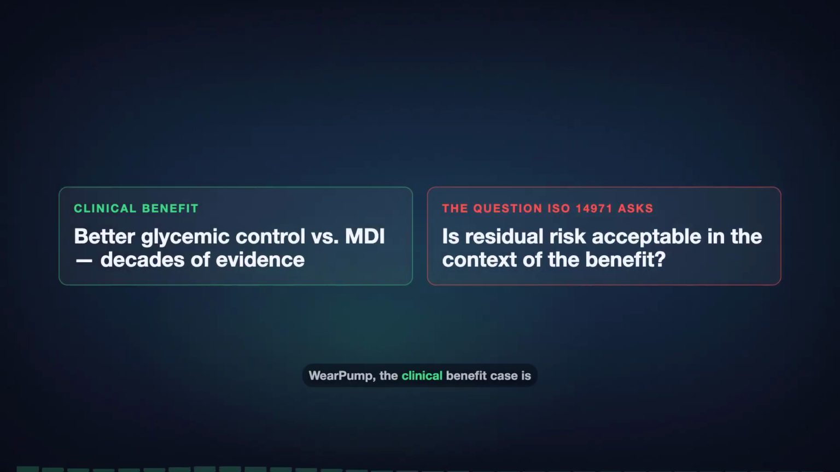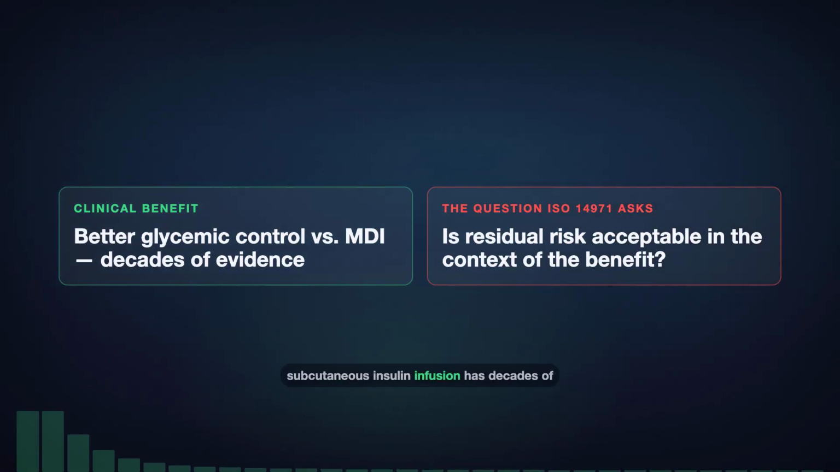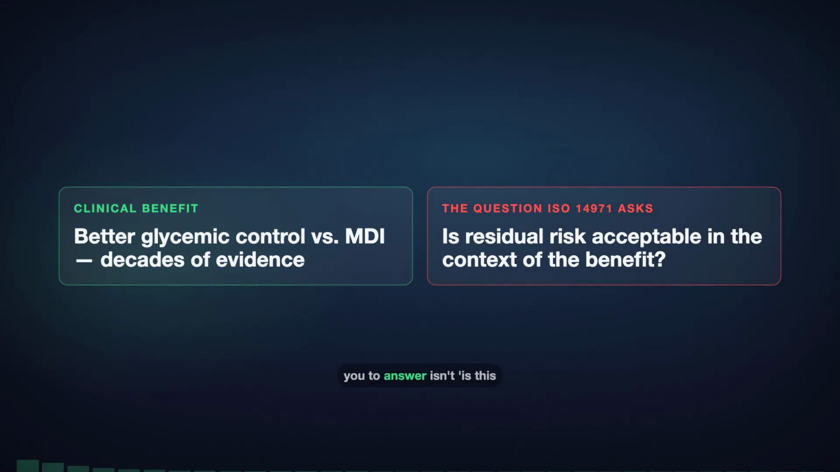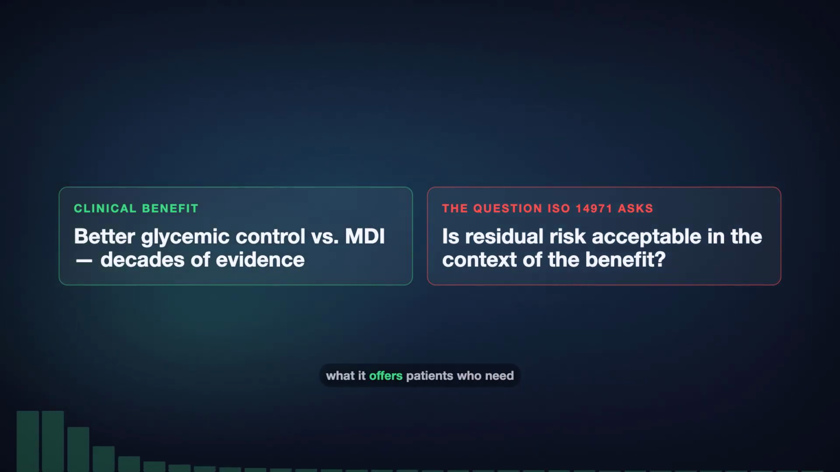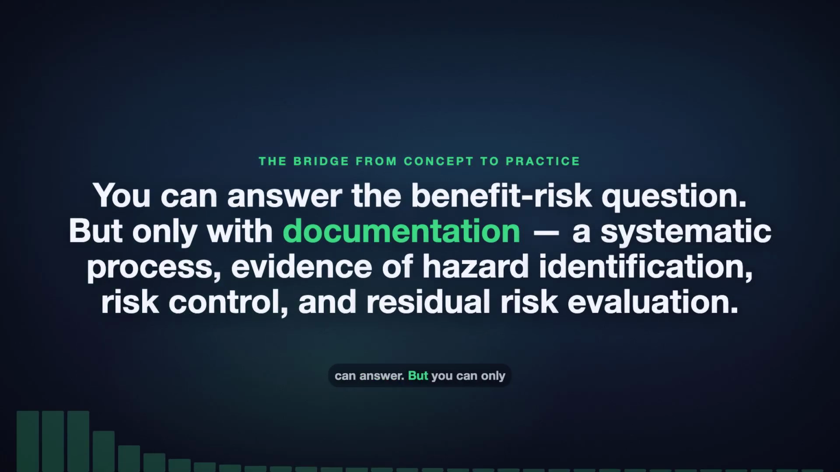For WearPump, the clinical benefit case is strong. Type 1 diabetes requires insulin. Continuous subcutaneous insulin infusion has decades of clinical evidence showing it provides better glycemic control than multiple daily injections for many patients. The question ISO 14971 asks you to answer isn't, is this device perfect? It's, is the residual risk acceptable in the context of what it offers to patients who need it? That's a question you can answer, but you can only answer it with documentation.